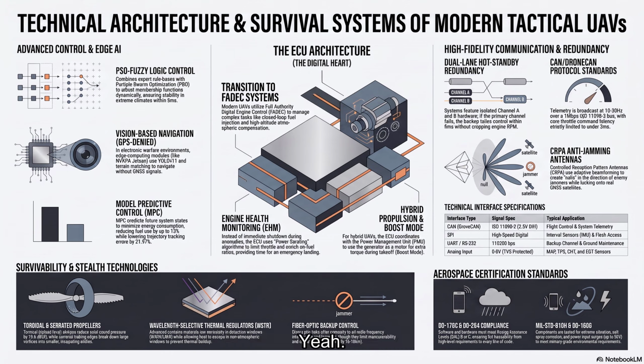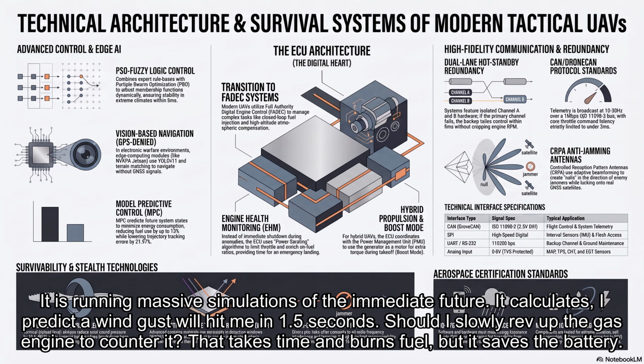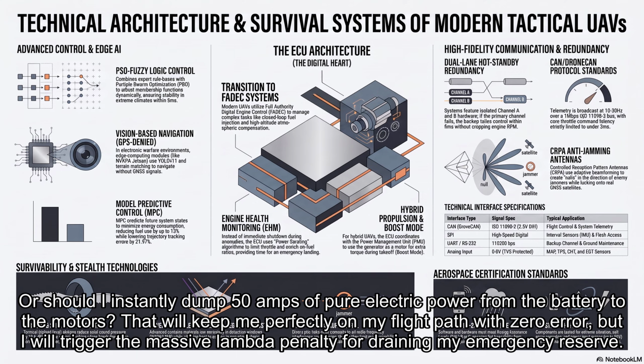Yeah. What is the MPC actually doing hundreds of times a second? It is running massive simulations of the immediate future. It calculates, I predict a wind gust will hit me in 1.5 seconds. Should I slowly rev up the gas engine to counter it? That takes time and burns fuel, but it saves the battery. Or should I instantly dump 50 amps of pure electric power from the battery to the motors?